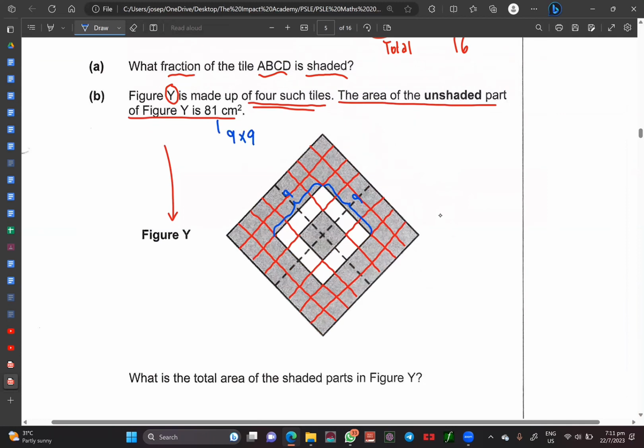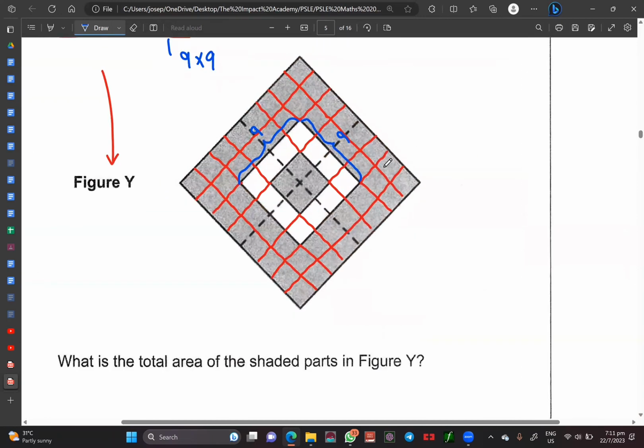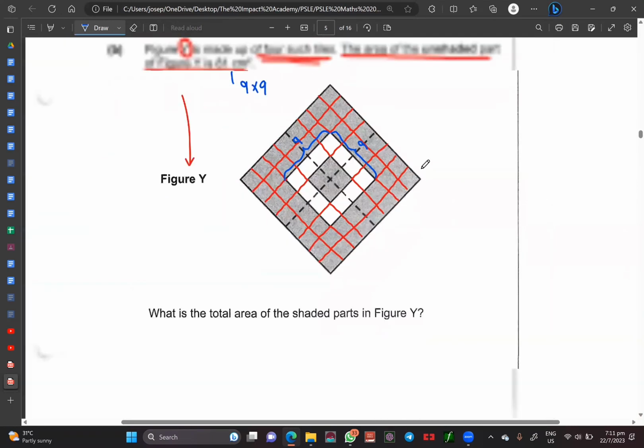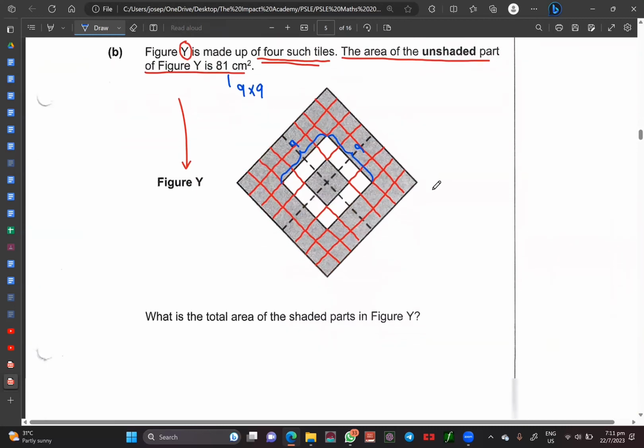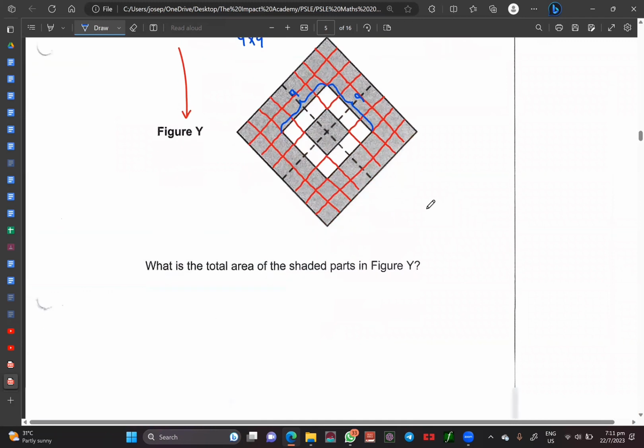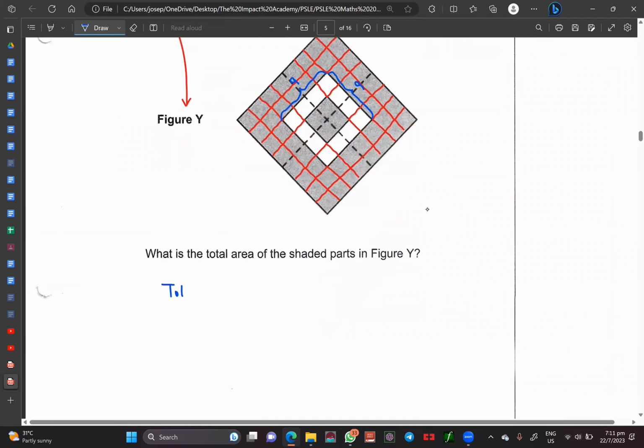So now what you can do is this. You can see for yourself that the unshaded part, how many squares are there in total? Over here, what we can write down is that the total number of squares will then be 8 times 8, which will give me 64.